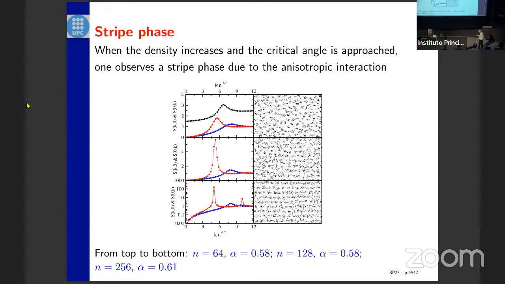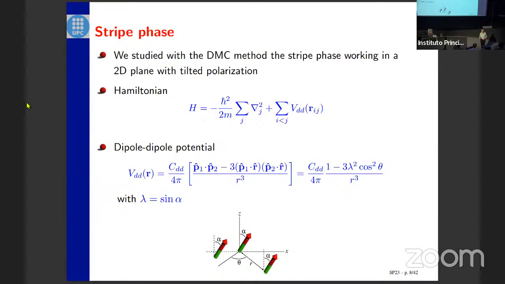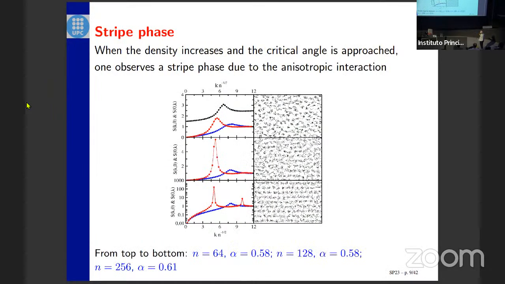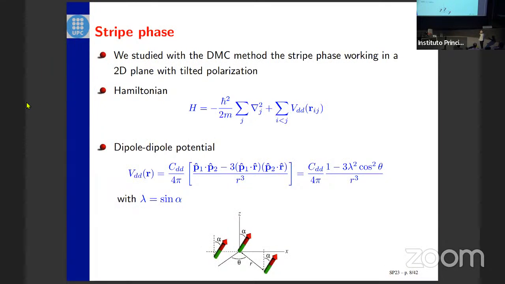And this is what emerges from, for instance, our calculations. Here, from top to bottom, n is the density, so we have several densities, and we can also change the alpha, okay? By the way, as there is not any two-body potential, there is a maximum angle alpha in which the system is stable. So if I tilt the dipoles more and more, the system collapses because the system becomes attractive. So this term dominates the repulsive one, and the system is collapsed, okay?